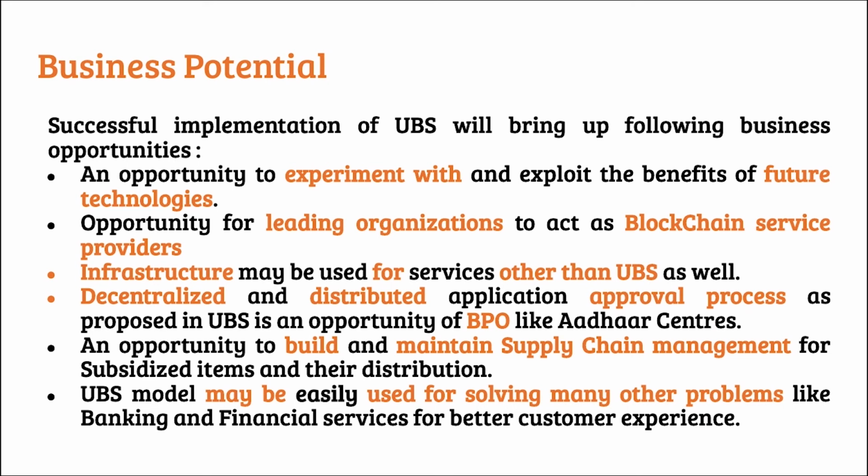There's a decentralized and distributed application approval process as proposed, which is an opportunity for BPOs like Aadhaar centers. There's an opportunity to build and maintain supply chain management for subsidized items and their distribution. This UBS model may be easily used for solving many other problems like banking and financial services. This entire thing can also be used for visa approvals and so on. So it has a lot of business potential.